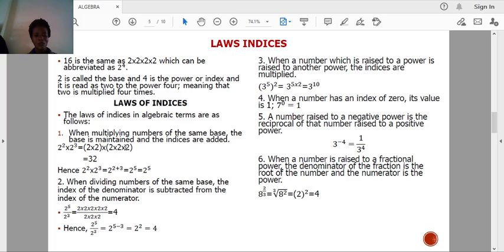So if we had used the long method of expansion, 2 power 2 means multiplying 2 two times, and also 2 power 3 is multiplying 2 three times, which still gives us 32. So you can see that when we apply the first law, it is easier and simpler. And the second law is about division. When we are dividing numbers of the same base, or indices of the same base, we maintain the base but then subtract the power of the denominator from the power of the numerator.